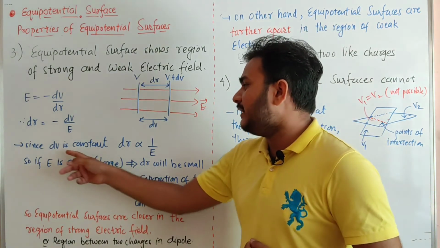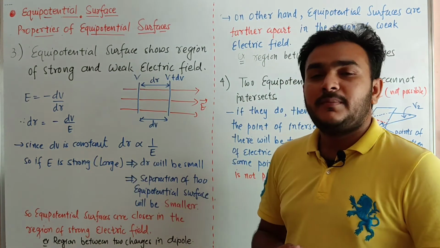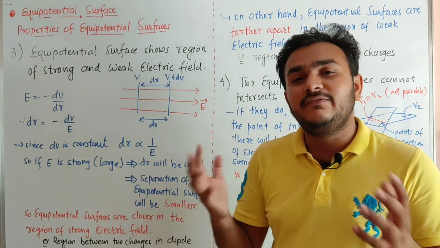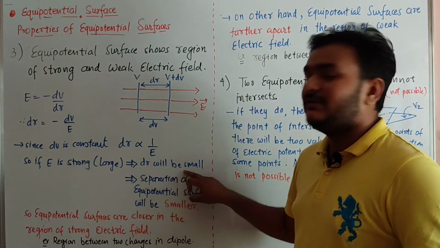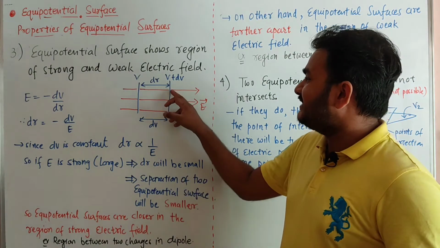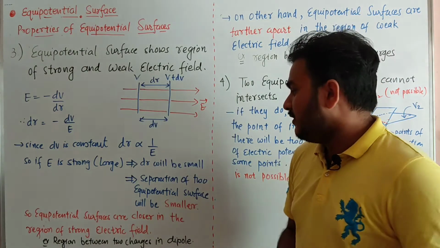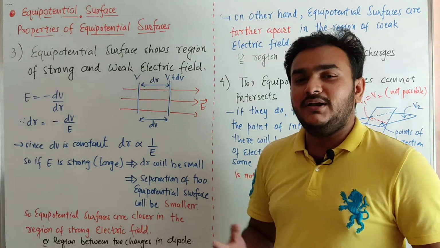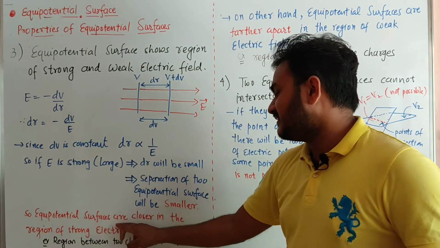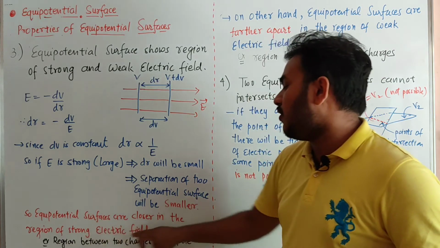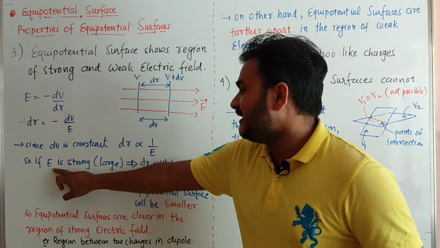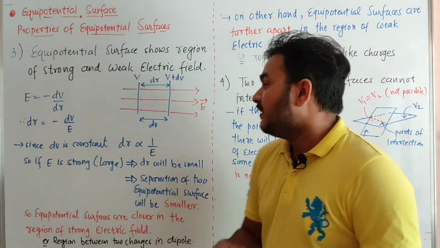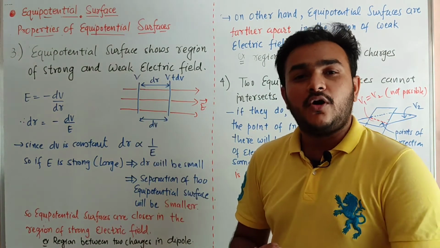So for a constant value of dV, dr is proportional to 1 by E. That means that if the electric field is strong, or the electric field value is large, the value of dr will be small. Now what is dr? dr is the distance between two equipotential surfaces. So if dr is small, the separation of the two equipotential surfaces will be smaller. That means that equipotential surfaces are closer in the region of strong electric field. Here E is large means E is strong, so that's why in the region of strong electric field the equipotential surfaces are drawn closer.